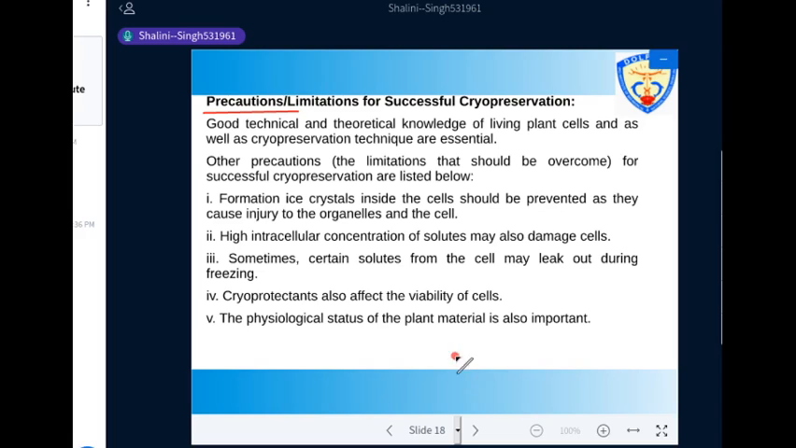Second, high intracellular concentration of solutes may also damage the cells. This concentration of solutes may be toxic or damaging to the plants. Sometimes certain solutes from the cell may leak out during freezing. Cryoprotectants also affect the viability of cells, and the physiological state of the plant material is also important.